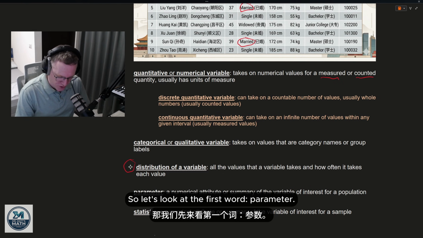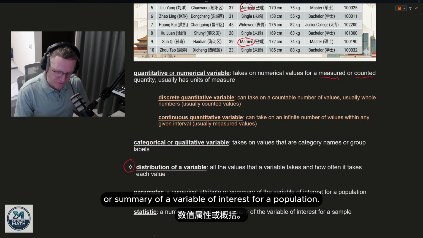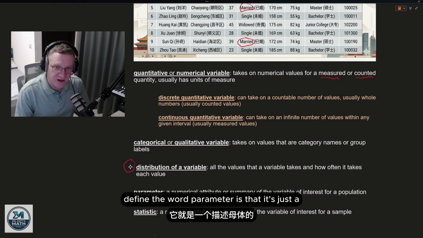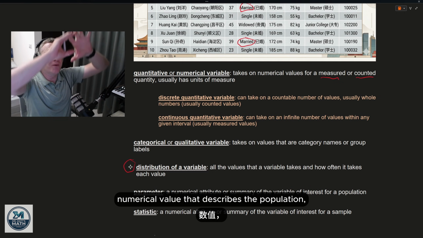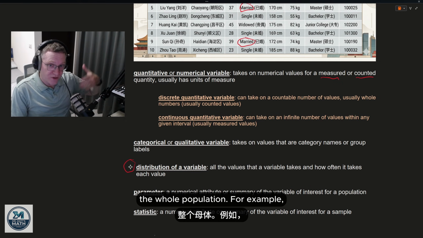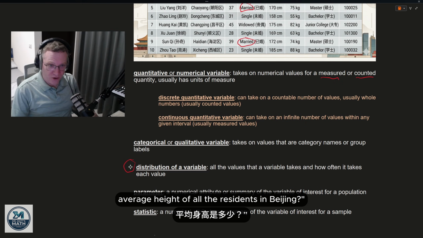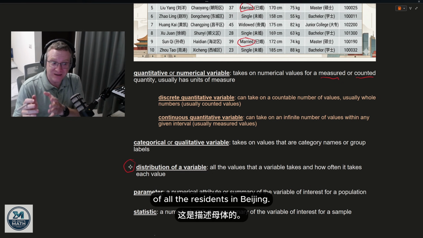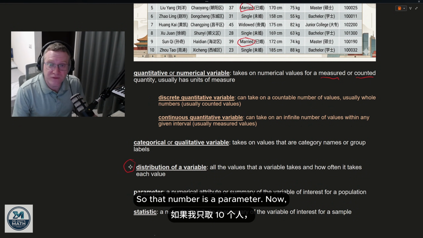So let's look at the first word, parameter. What is a parameter? It's a numerical attribute or summary of a variable of interest for a population. All right, that's a little bit of a fancy definition. The way I usually like to just define the word parameter is that it's a numerical value that describes the population, the whole population. For example, if you remember back in topic 1.1, our investigative question was, what is the average height of all the residents in Beijing? So the parameter would be the average height of all the residents in Beijing. That's describing the population. The population is all the residents in Beijing. So that number is a parameter.